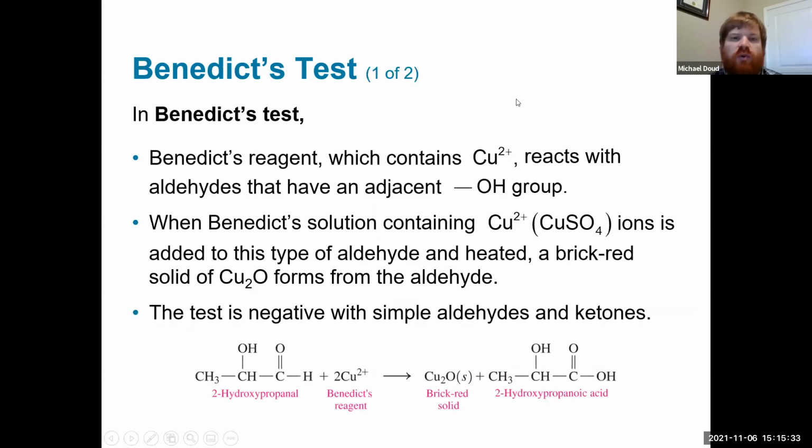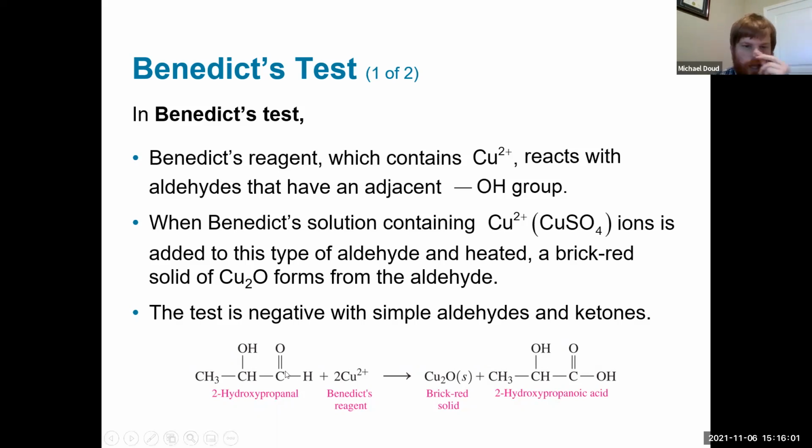Benedict's test, again, I just want to point out these chemical tests, you don't need to memorize them. You can put them in your notes, certainly. It's useful for your lab and for your homework, but I'm not going to test you on these on the exam. For Benedict's test, we use a Benedict's reagent, which contains the copper 2 ion. And these in particular will react with aldehydes that have a hydroxyl group right next to it.